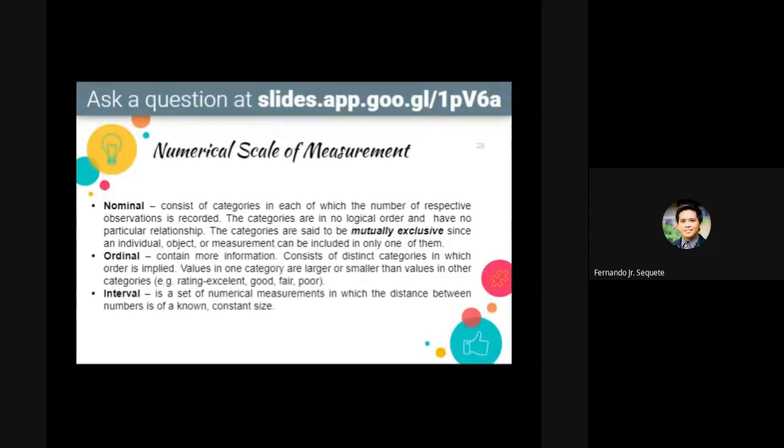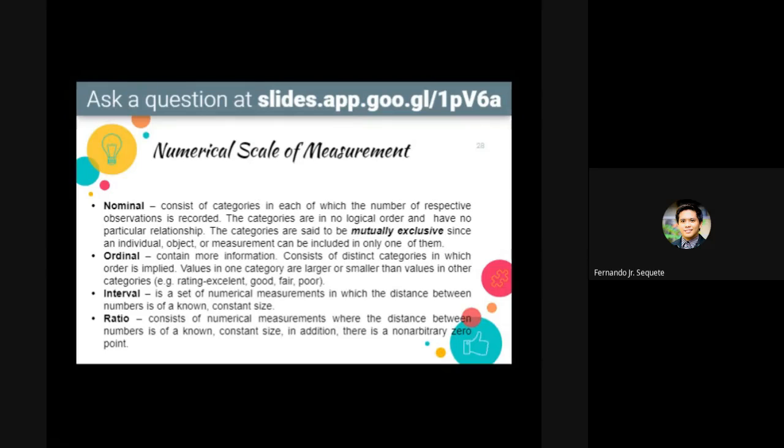Okay? And the last one we have is ratio. Consists of numerical measurements where the distance between numbers is of unknown, the same with interval. Constant size, the same with interval. In addition, there is a non-arbitrary 0 point. Okay, so non-arbitrary 0 point siya. Okay, so again, those are the four numerical scale of measurement.